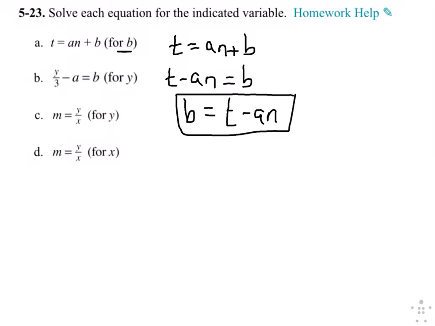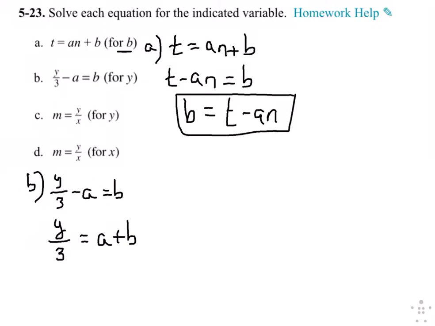For b, let's do b down here. y over 3 minus a equals b, and we want to solve for y. So I can add a to both sides. y over 3 equals a plus b, right?